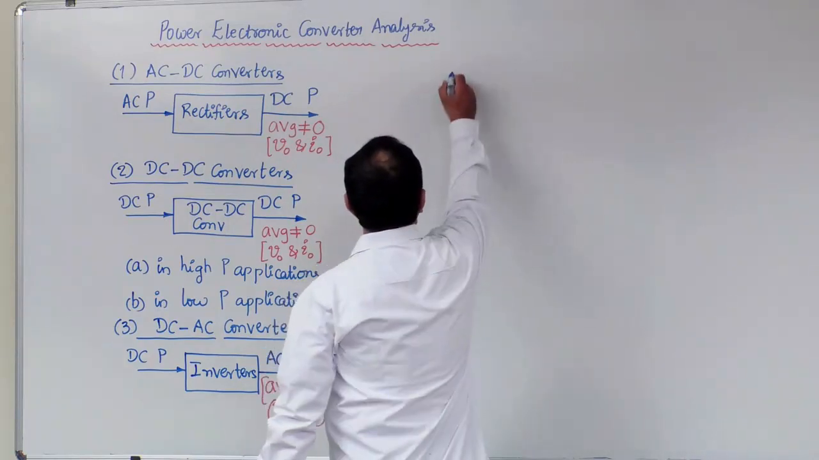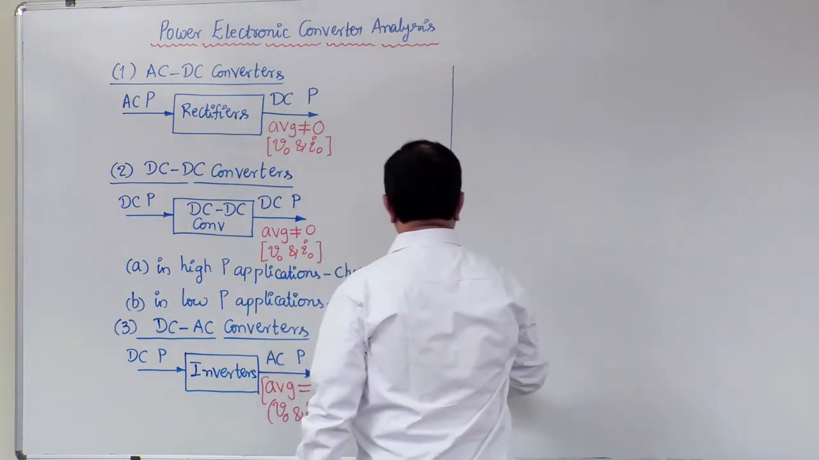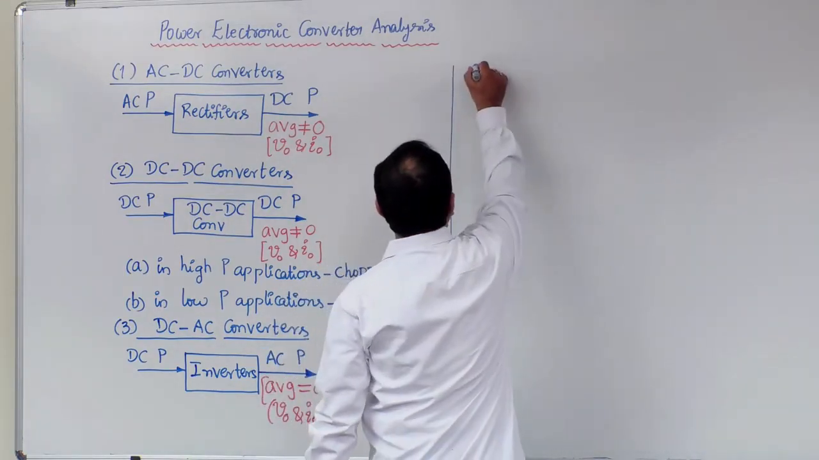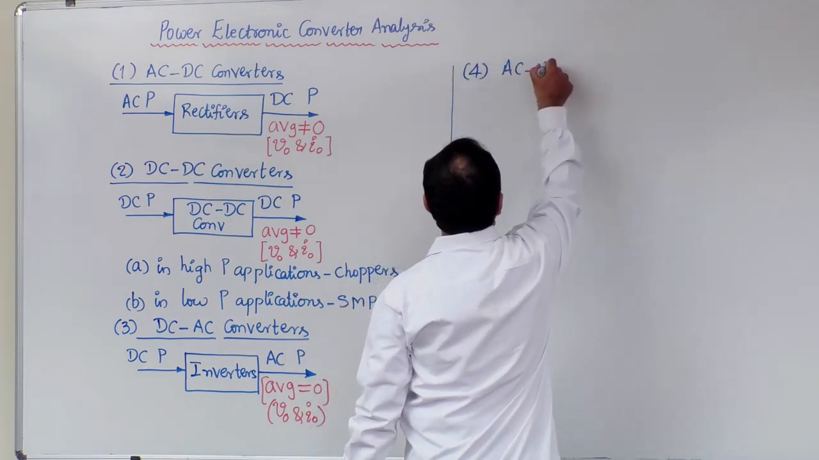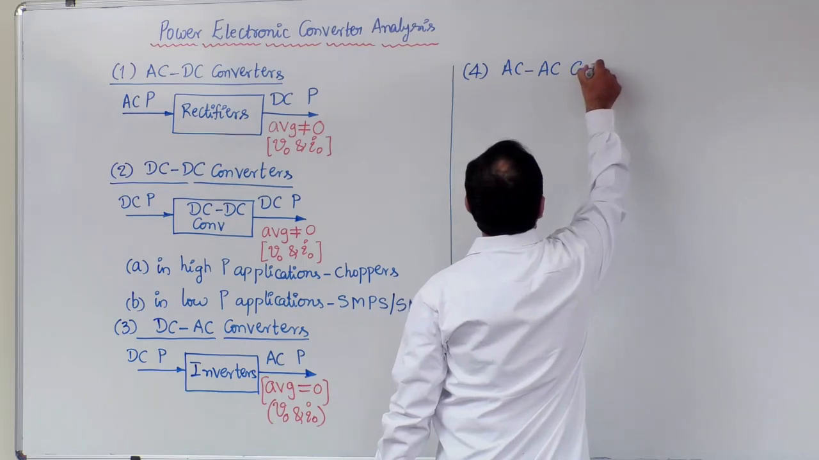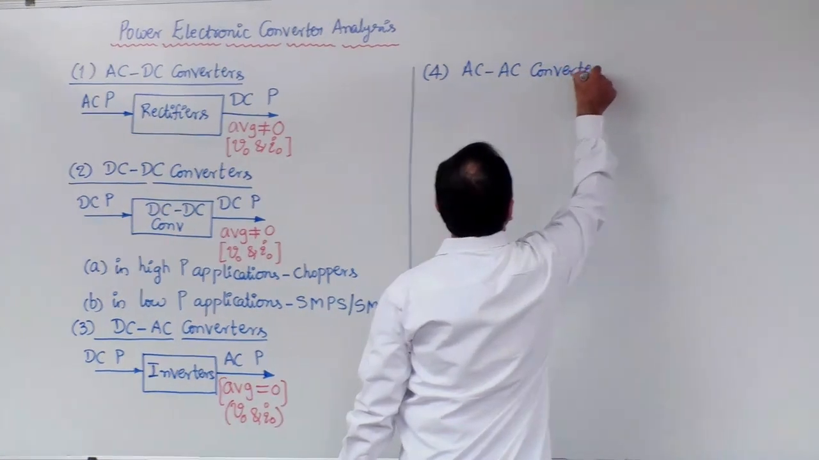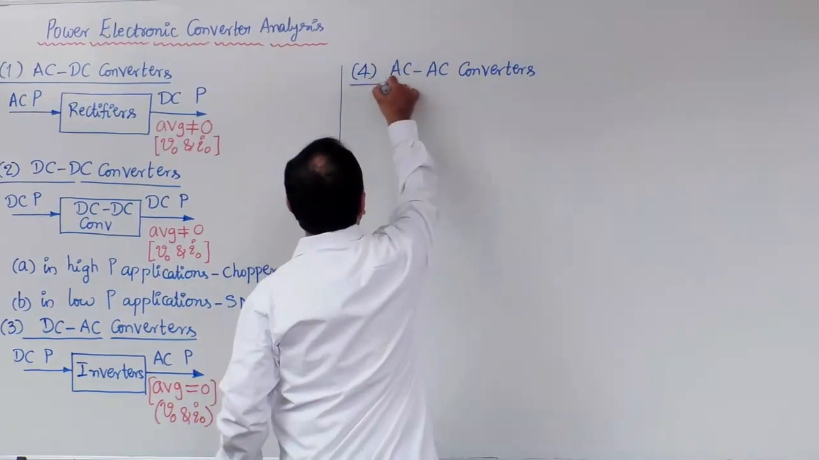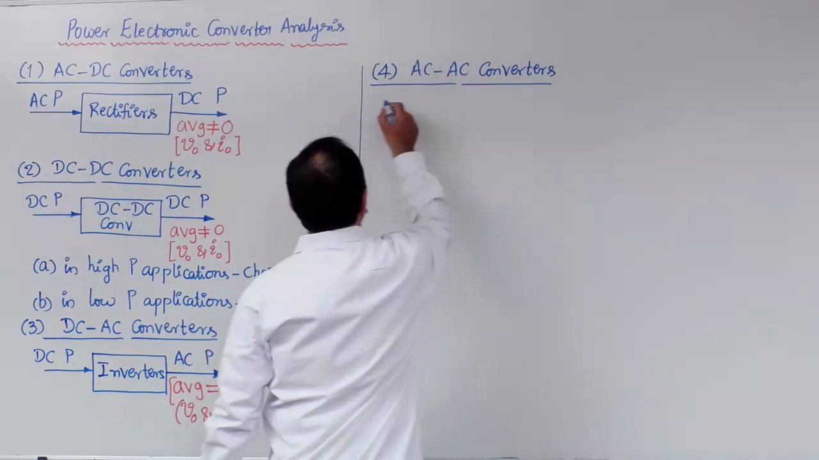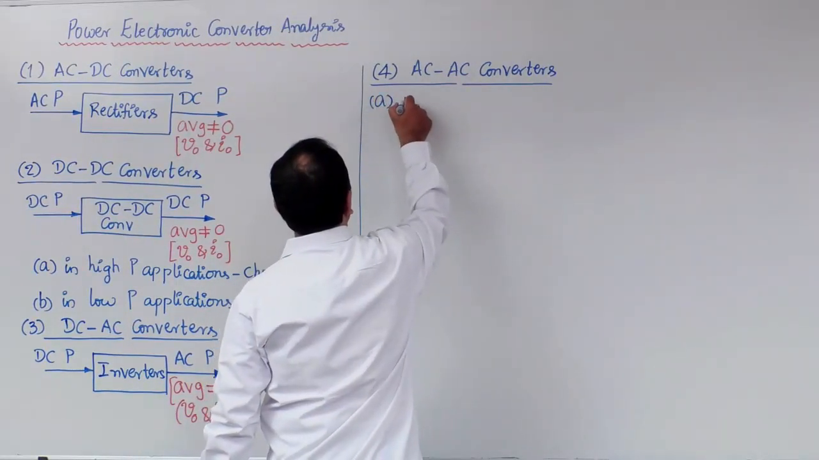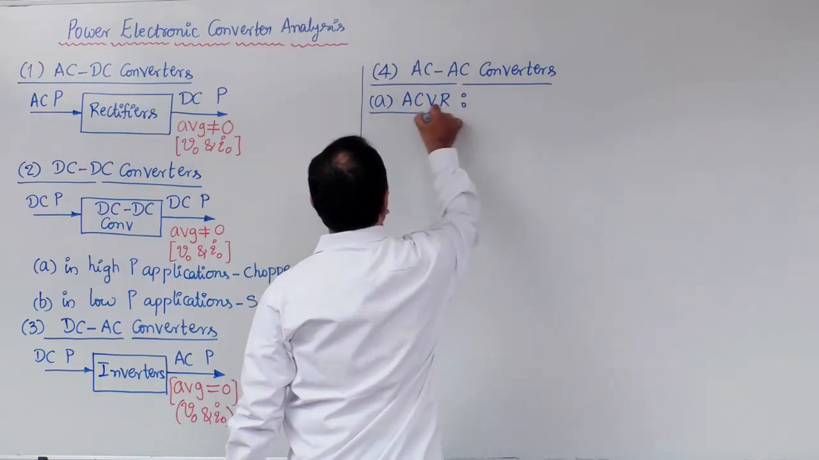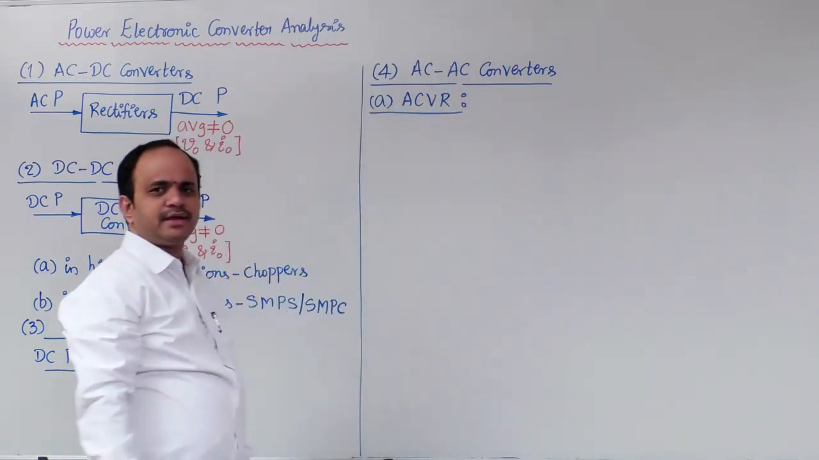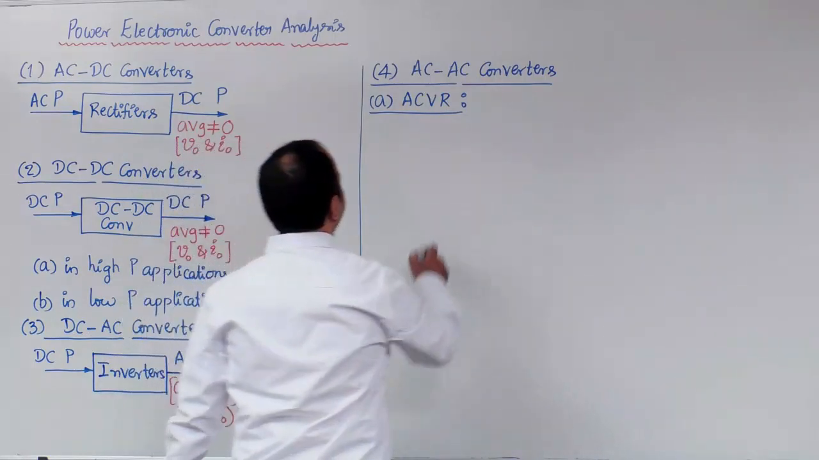Now let us look into the fourth category of converters, that is AC to AC converters. In this, the first category is the AC voltage regulator.